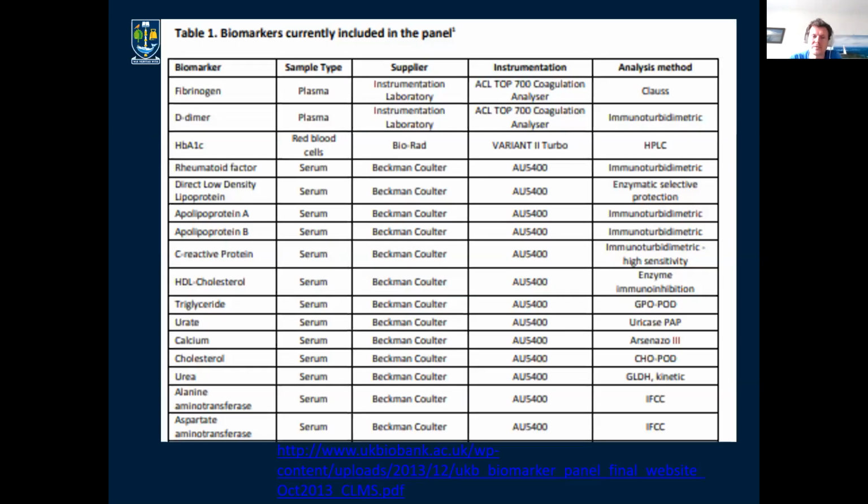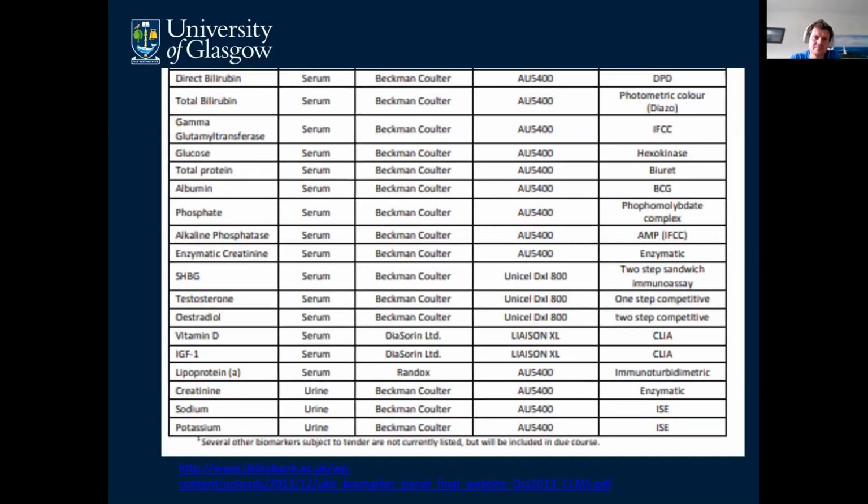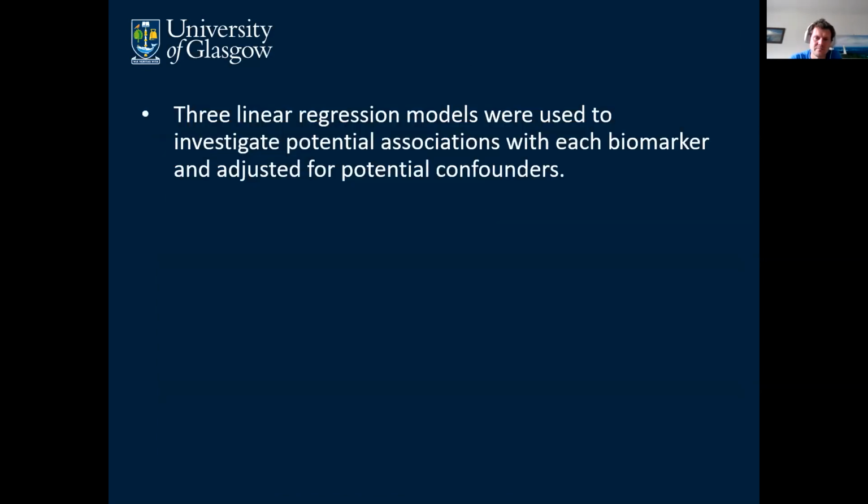So here's the document which shows the range of biomarkers that Biobank provide data on. And again, the link is at the bottom if you want to go and check this out.